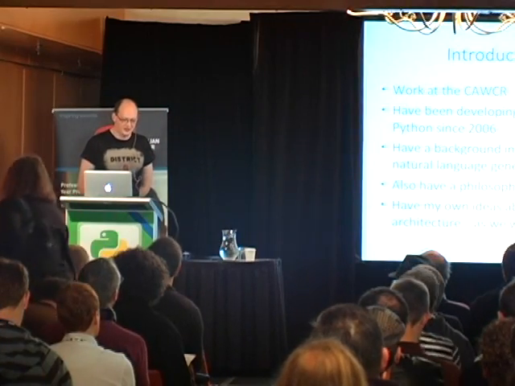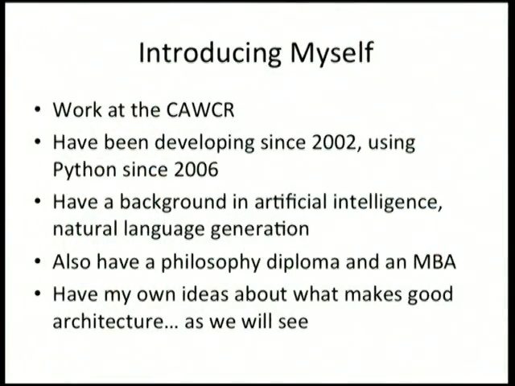So I have a background in artificial intelligence and natural language generation, basically by virtue of my current job, which I've now been doing for some time. And I have a philosophy diploma and an MBA as well. So the MBA was a bit interesting. And as a result of all of that, I've ended up with some of my own ideas about what makes good architecture.